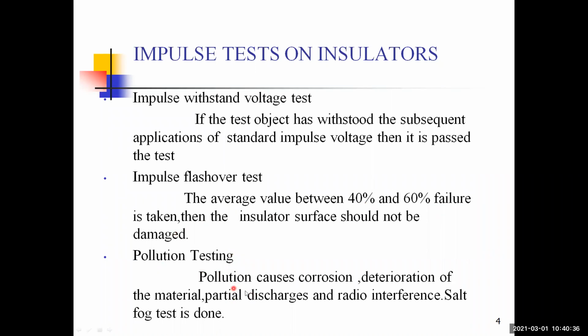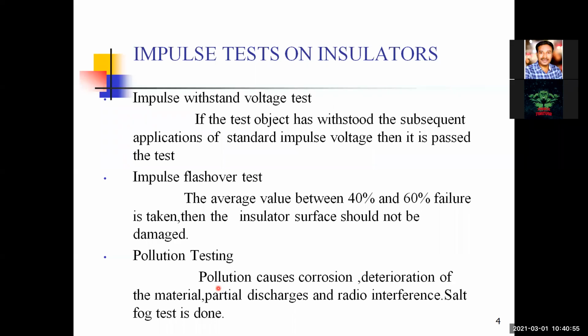So you know well, pollution causes corrosion. For example, the atmosphere affects the transmission line porcelain insulators, called pin type insulators in substations and suspension type insulators in transmission. They are placed outside. That's why you have to check the pollution. So the pollution causes corrosion of the insulating material.